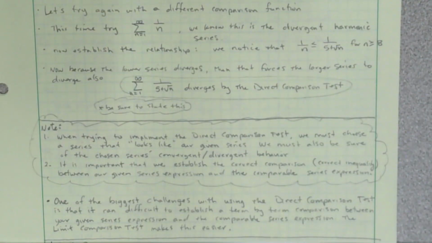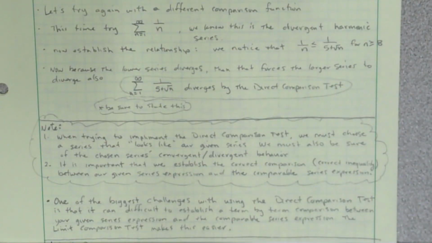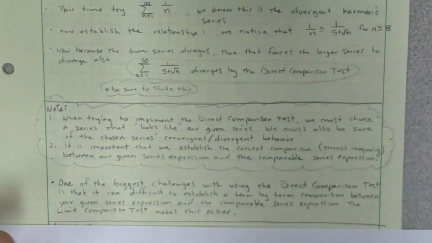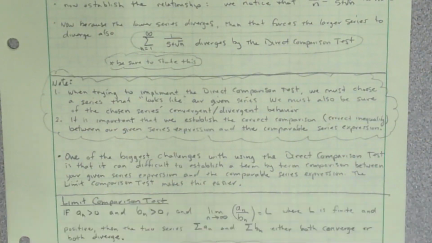All right, our biggest challenge with using the direct comparison test is that it can be difficult to establish a term-by-term comparison between your given series expression and the comparable series expression, the one you chose over here. The limit comparison test makes this easier. So let's take a look at this. I'll move it up here so you can pause and try and write that down if you need to, so that you understand the nature of things. All right, let's look at the limit comparison test. How is it different?